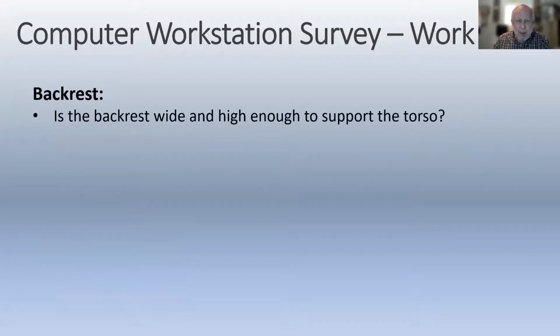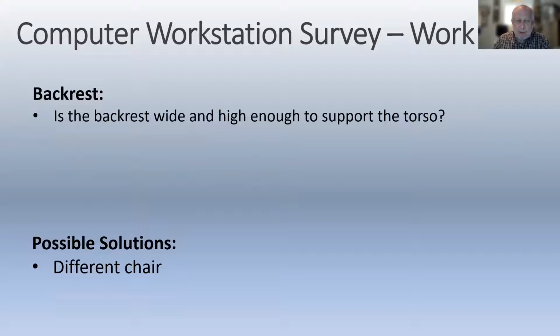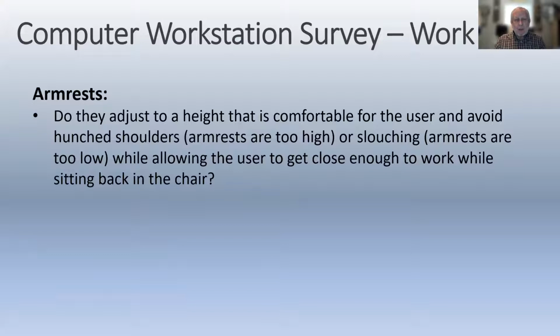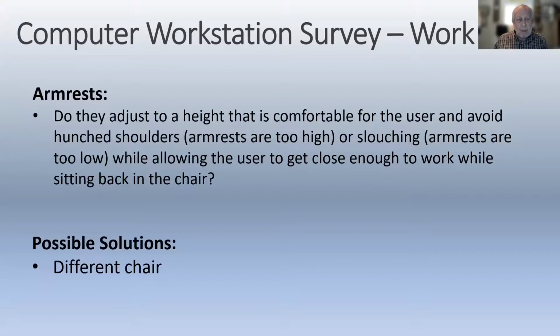Backrest. Is the backrest wide and high enough to support the torso? Possible solution there is just a different chair. That's the whole backrest of the chair. Armrest. Do they adjust to a height that's comfortable for the user and avoid hunched shoulders, whether they're too high, or slouching, if armrests are too low, while allowing the user to get close enough to work while sitting back in the chair? Possible solutions there, pretty much just a different chair.